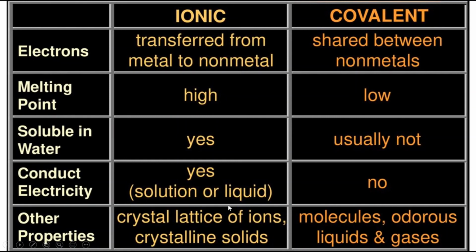Ionic compounds are very good conductors of electricity, and they also form lattice structures and crystalline solids, just like sodium chloride. So sodium chloride is an ionic compound, and it has a crystal lattice structure of ions. Okay, so this table you can refer to for future use.